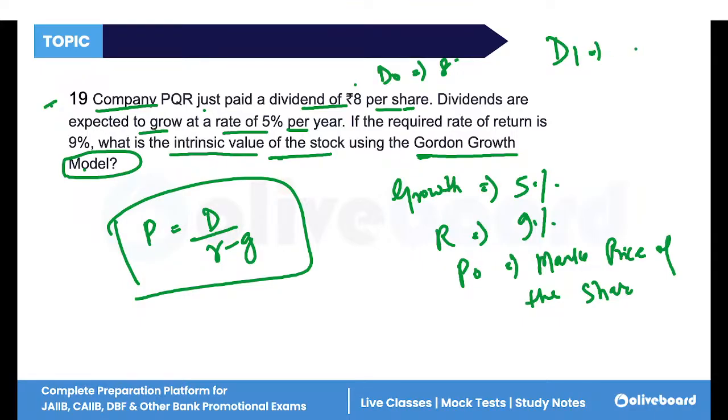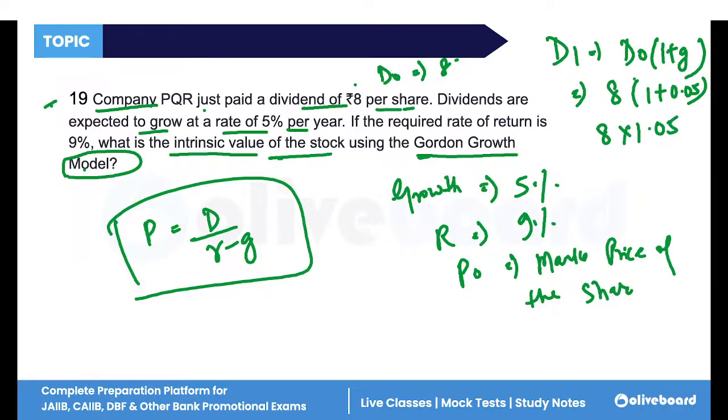Now, how to find D1? D1 = D0 × (1 + g). This is the formula. D0 is 8, and 1 plus growth, which is 5%, we can write 0.05. So 8 into 1.05. Calculate 8 into 1.05. So 8.4, the dividend D1, is what?